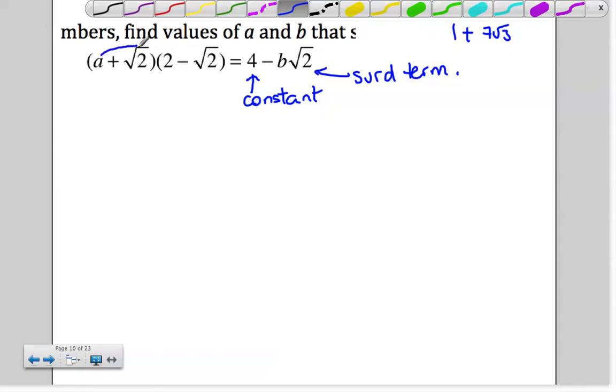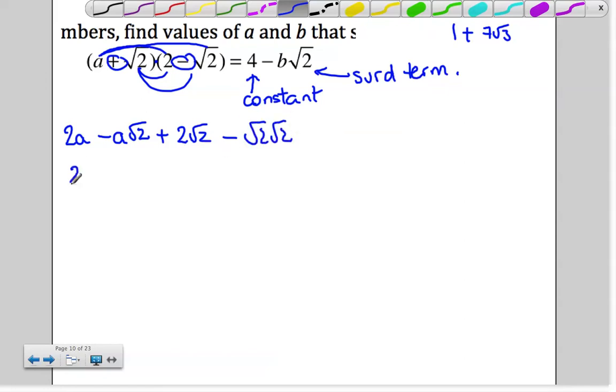I'm going to use FOIL, because I've got a multiplication sign and I've got an addition times a subtraction. So A times 2 is 2A. First outer is minus A root 2. I've just changed the order, but I'm multiplying, so that's okay. Plus root 2 times 2. Again, I'm going to write it as 2 root 2. It's just convention to write it that way. And then minus, because it's a plus times a minus, root 2 times root 2. So that gives me 2a minus a root 2 plus 2 root 2 minus, and this whole thing is 2.